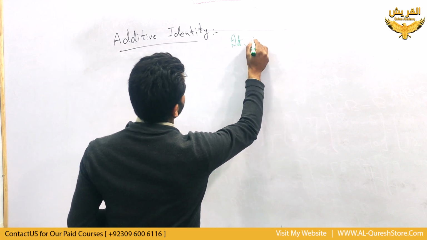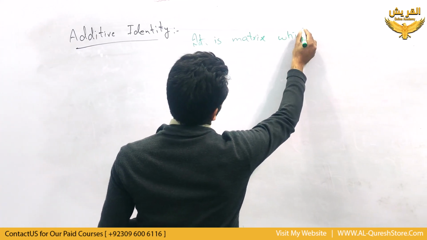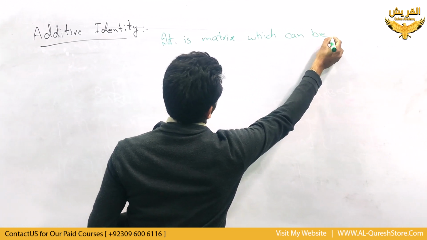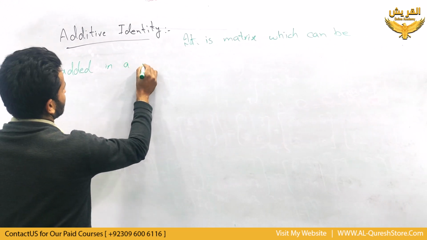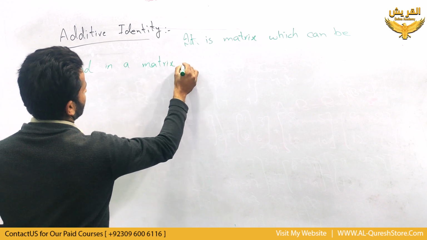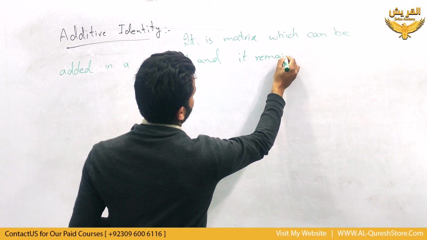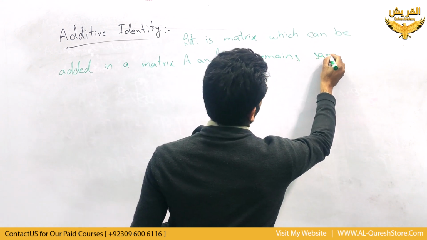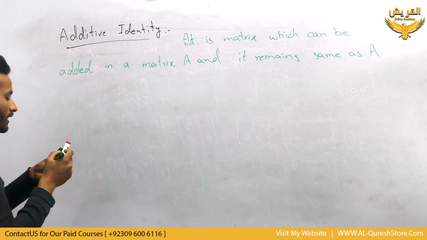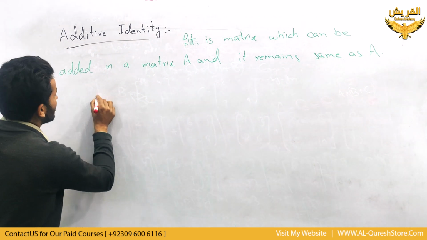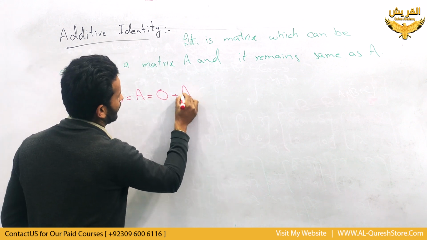It is a matrix which can be added to a matrix A, and it remains the same as A. If we add it to a matrix A, it remains the same. A remains the same means A plus O is equal to A, which is equal to O plus A.